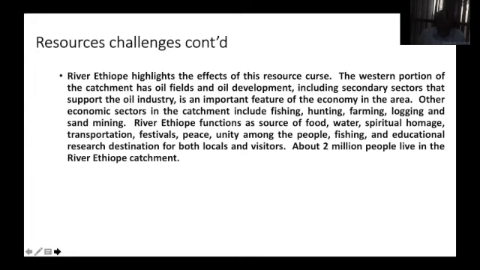So River Ethiop, as we know it, functions as a source of food, water, spiritual homage, tourism, festival, peace, and unity among the people. It's also a source for flood mitigation, climate change regulation, habitat for wildlife species, migration routes, reproduction sites, research and medicinal uses, and a destination for many scientists all over the world. Next slide, please.